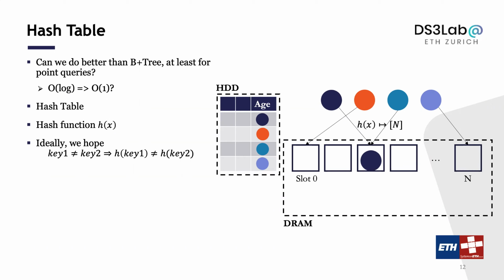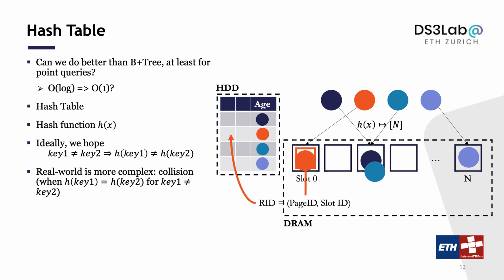Once you have the hash function, I calculate the hash value of each of these objects and put them into the corresponding buckets. Of course, sometimes 2 different objects are put in the same bucket, and we are going to talk about how to deal with that later. Within each bucket, along with the key that's being put into this bucket, you also store the RID, which is a page ID and slot ID that allows you to trace back to the original heap file and find the corresponding tuple. So this is a hash table.